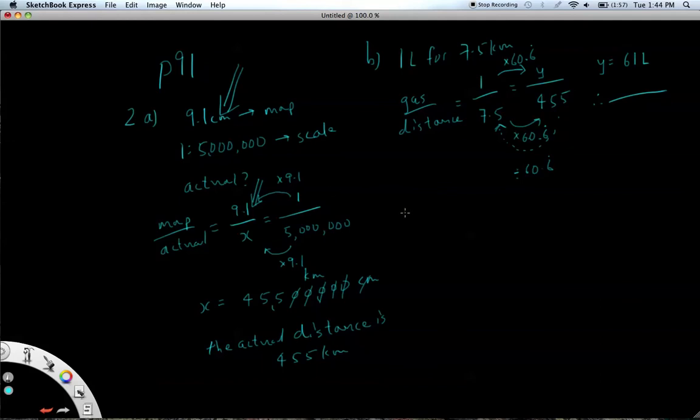Now let's get to part C. Part C says Speary estimates that her average speed will be 70 kilometers per hour. How long will it take her to complete the trip? Again, there's a variety of ways you can solve this, but if I want to stick with the fraction methods, let's try distance over time.